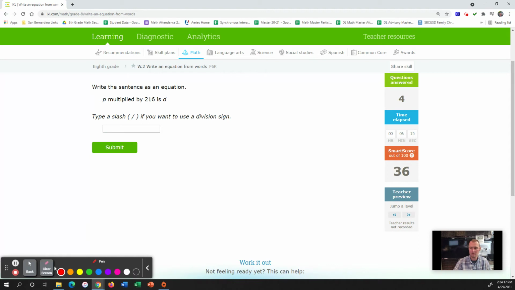All right. Write the sentence as an equation. We got P multiplied by 216 equals D. The word is equal. So this one's pretty straightforward. So we're going to do P. We're going to use that star sign on the keyboard. P multiply 216 equals D.